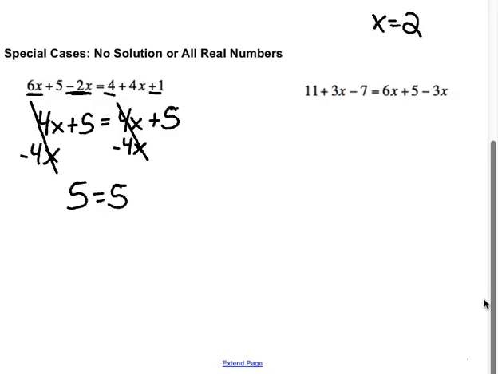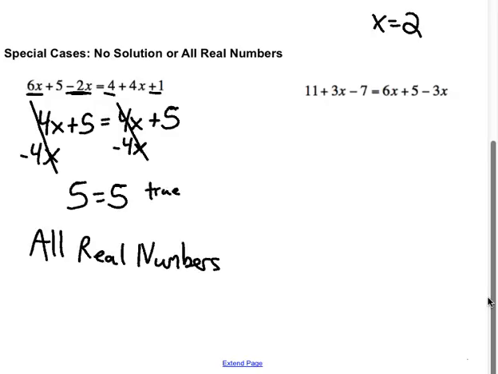So here what I notice is I'm left with a true statement, right? The variable canceled off and I was left with a true statement. So what that really means is no matter what x was, no matter what value x had, it was always going to lead to this solution, okay? This is always, always going to be true. So what that means is you have all real numbers as your solution.